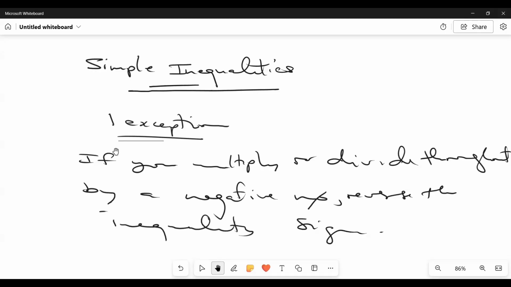So you solve, write this down if you want to write it down. Solve simple inequalities the same way you solve simple equations. Only exception is that if you multiply or divide throughout by a negative number, reverse the inequality sign. That's the only little thing you have to do. I'll illustrate with examples in a moment. Good. Let's do a few examples to illustrate what I'm talking about.